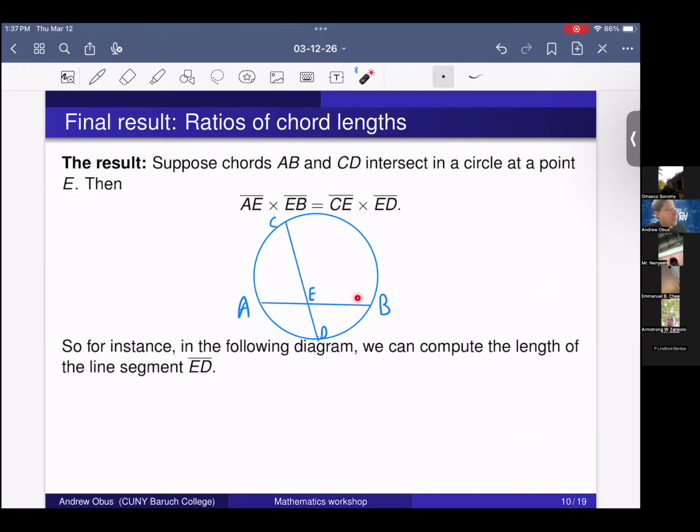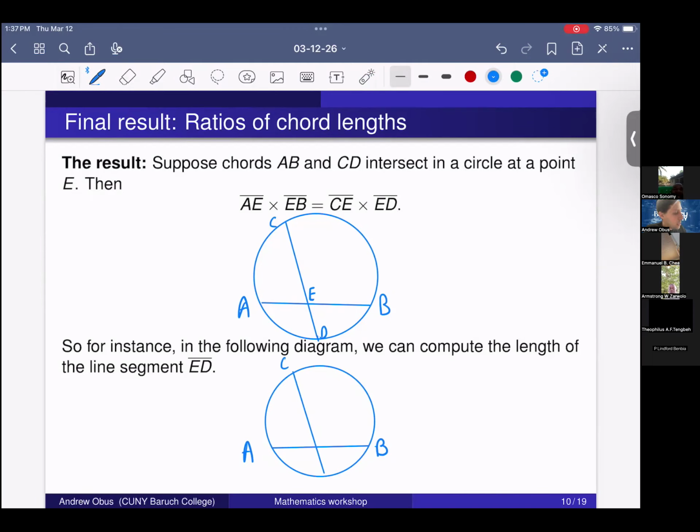It turns out that when you have chords intersecting each other, if you look at one chord and the two segments that it's divided into, and multiply these together, AE times EB, that's the same thing as CE times ED. So the product of the two parts of one chord is equal to the product of the two parts of the other. Let me draw a similar diagram. This is A, this is B, this is C, and this is D.